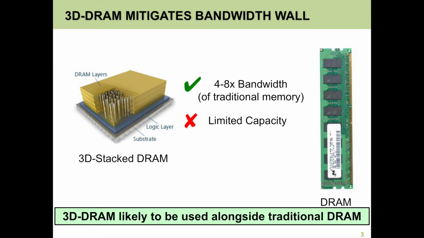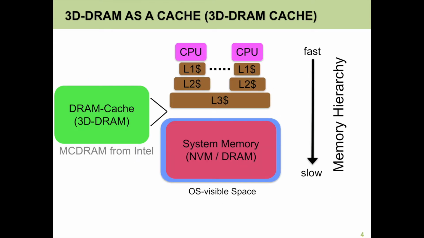However, while 3D DRAM provides higher bandwidth, 3D DRAM does not yet provide enough capacity to replace conventional memories. As such, an attractive organization is to architect 3D DRAM as a hardware-managed cache between L3 and main memory. However, there are many challenges associated with designing an effective gigascale DRAM cache.